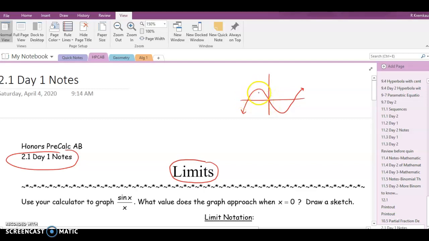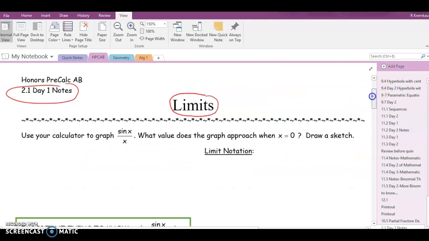Oftentimes the limit will be whatever the y value is at that x value, but sometimes there will be graphs where maybe there's a hole. So like the limit as x approaches 1 will be a specific value. But if you were to look at the y value at x equals 1, it might be a hole. It might be undefined. So limits are going to be what you're approaching, not necessarily what that y value is equal to at the specific x value. I'll show you some examples as we get into these.